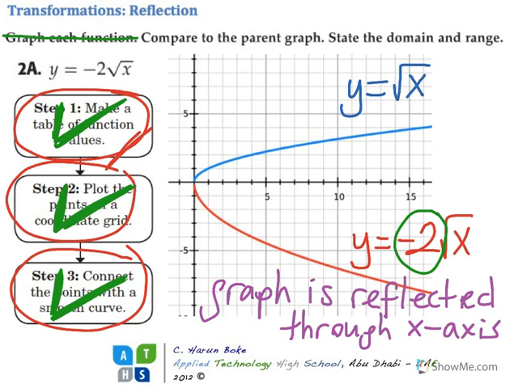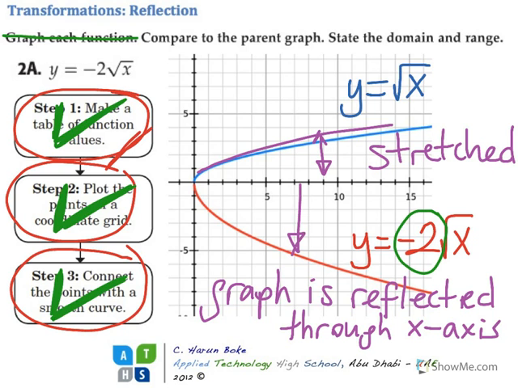So our graph is also stretched, meaning it became larger than the parent graph. You see the parent graph, it is not that far away from the x-axis, whereas our graph, on the other hand, is quite far away from the x-axis. Actually, it is double the size of the parent graph. So we say that it's stretched and it is reflected through the x-axis.